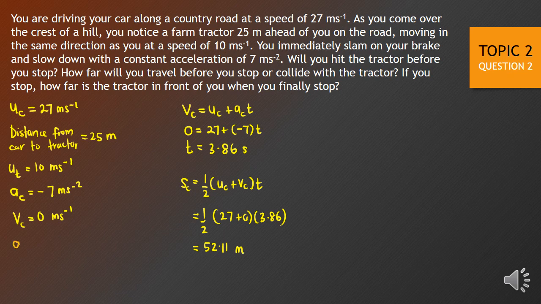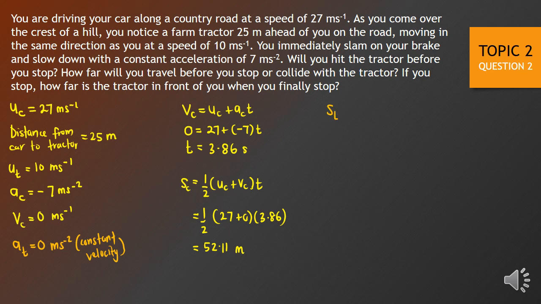So let me just write it here. The acceleration of the tractor is equal to 0 meter per second squared, because it doesn't say anything about slamming brake or accelerating, so we can assume that the tractor moves at a constant velocity. Okay, therefore the acceleration is 0. Okay, so then we can find what is the displacement of the tractor for the same period of time.